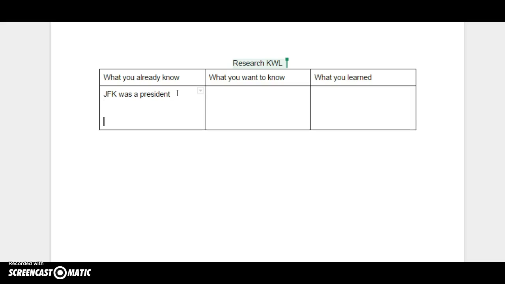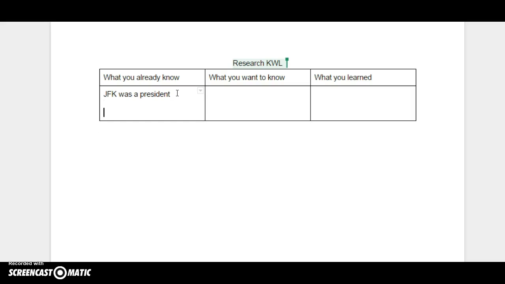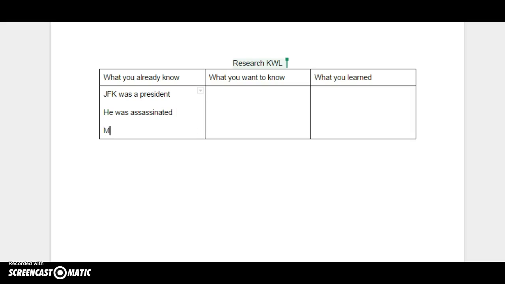Okay, and you can just keep adding information, just keep hitting enter. You know that JFK was a president. He was assassinated. Something like that. All right. What else do we know? We know that he was married.